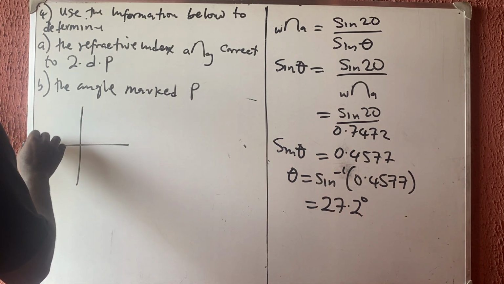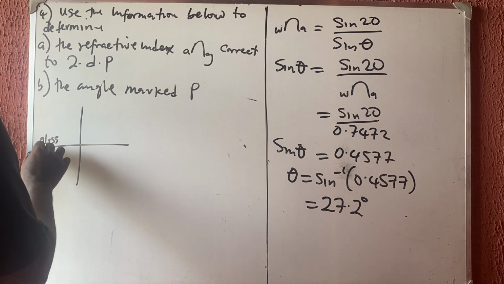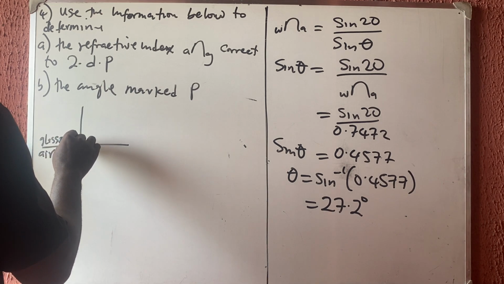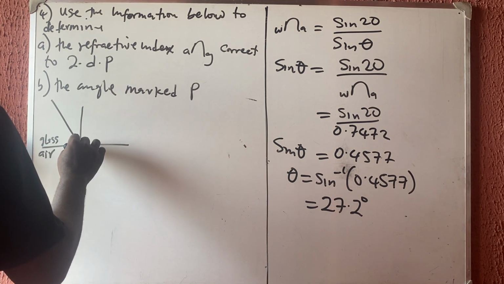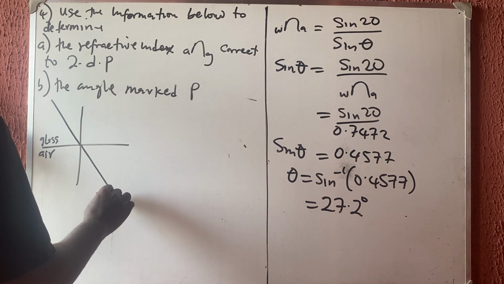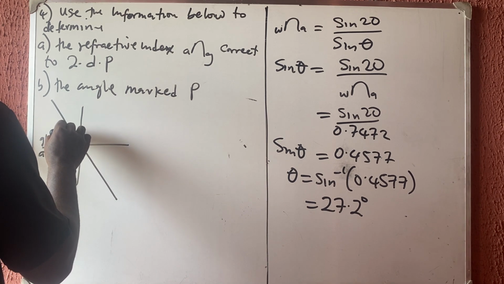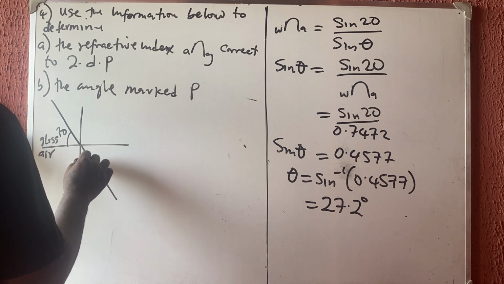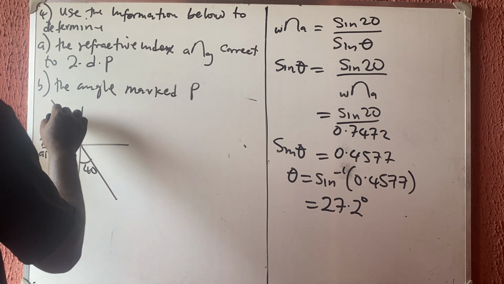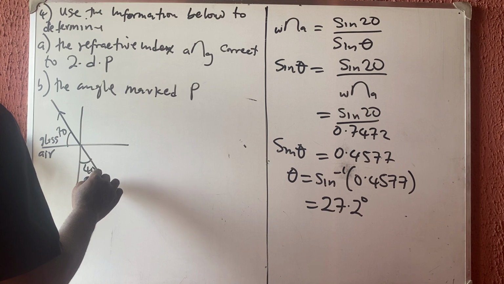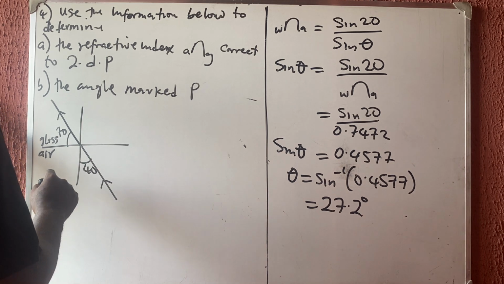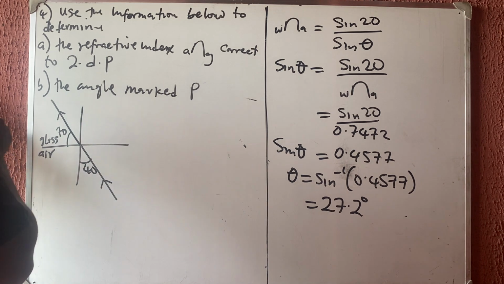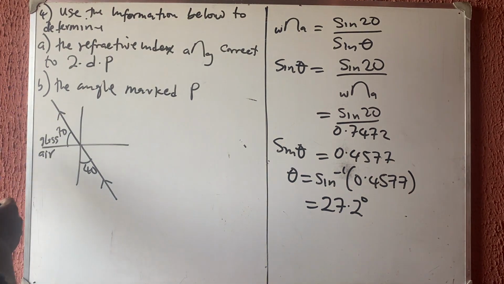They say that here is glass and here is air. Hope you know that air is less dense than glass. You should note that. They gave me that here is 70 while here is 40, and it is going like this. Please, this arrow that I'm drawing is very, very important. The arrow will show you where it is moving. Then it will not help you in your calculation.